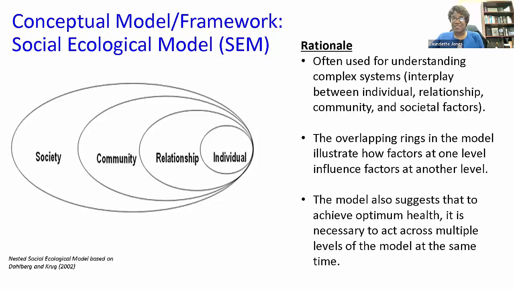And this model suggests that, as I mentioned before, to ultimately achieve optimum health, it's really going to be necessary to act across these multiple levels of the model at the same time, back to this idea of partnering with various persons that exist at these various levels of this social ecological model.